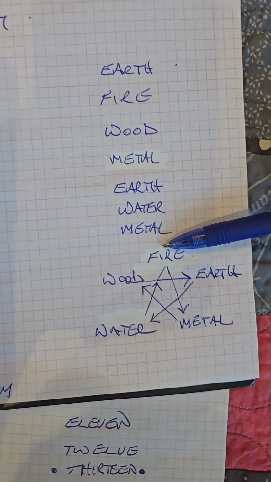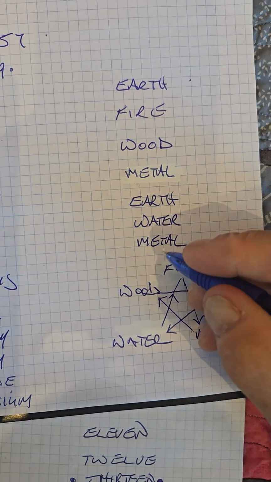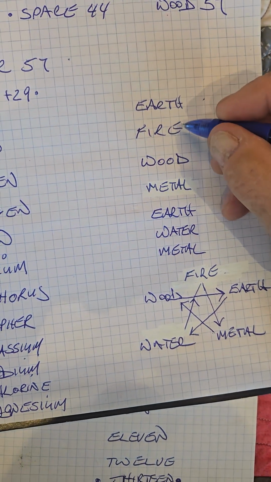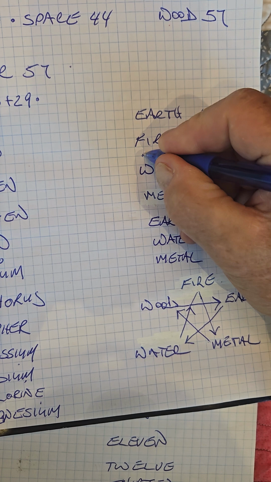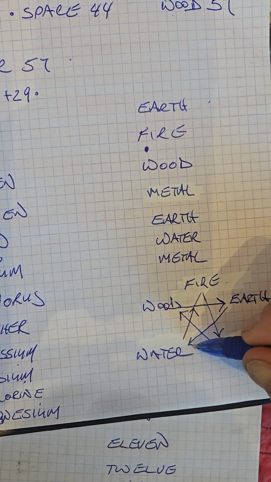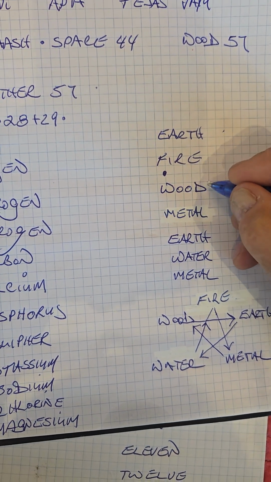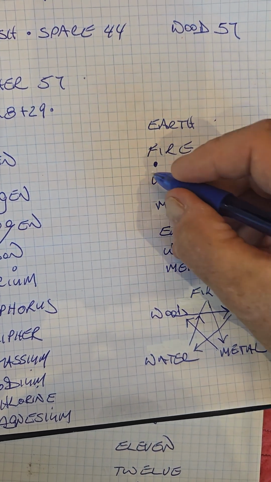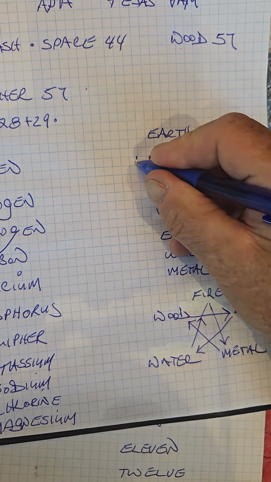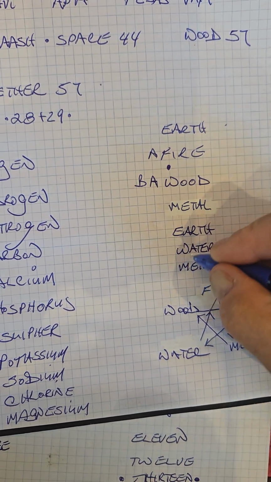So now what we have is the fire going into the metal and over to the wood. So we're going to connect fire and wood. We're going to connect these two over here. Then we go to the wood, goes to the earth, and the earth goes to water. So now we're going to go wood, right? And we're going to connect that with water. So we're going to go A, then we're going to go B.